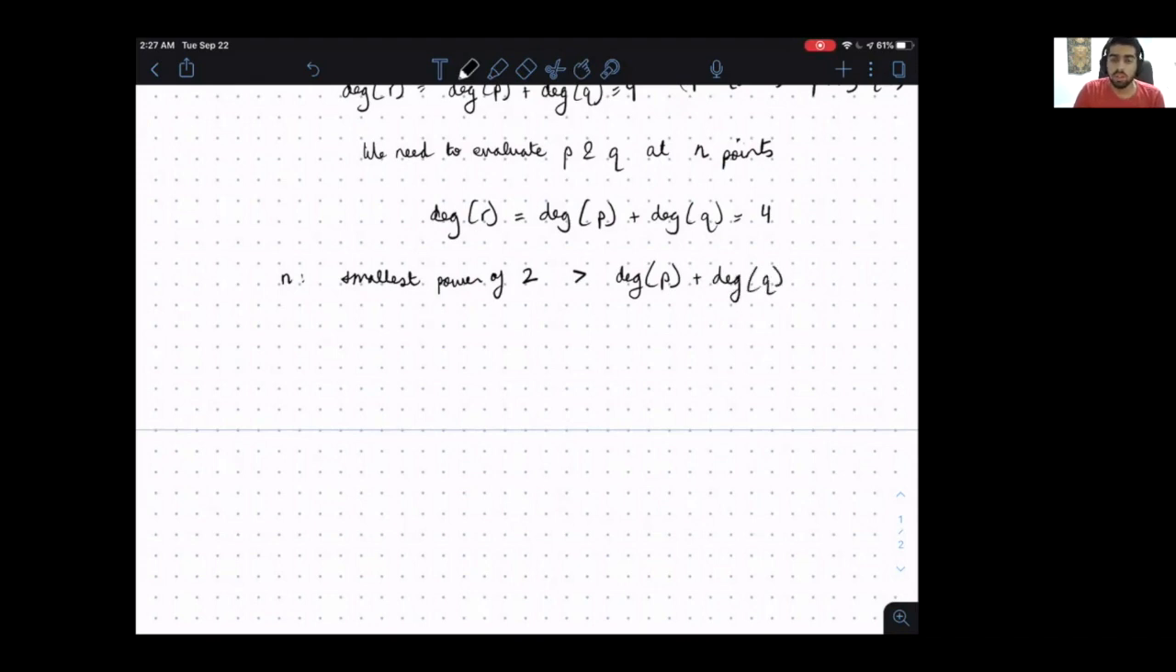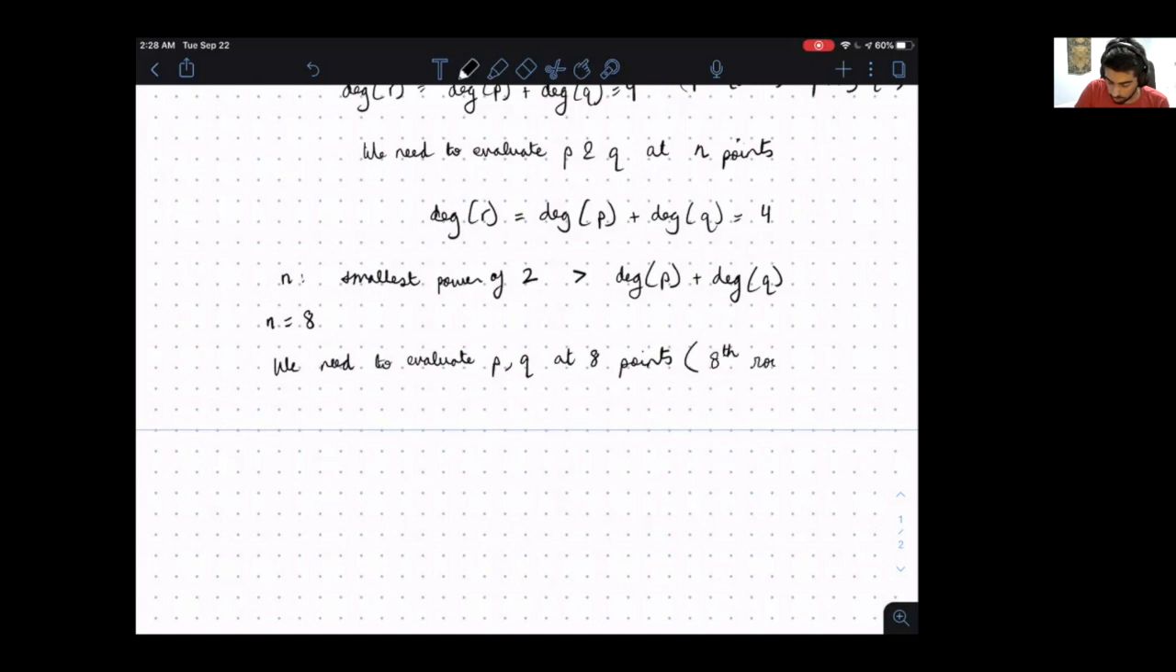Okay, so with this in mind, the smallest power of 2 that's greater than 4 is 8. So we have that n equals 8. Let's write that out. What does that mean? That means we need to evaluate P and Q at 8 points. And for this, we're going to need to use the 8th roots of unity.